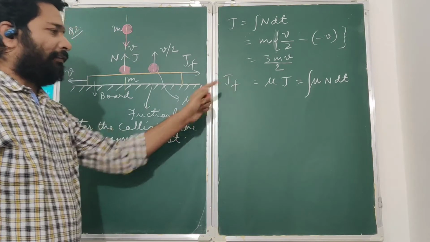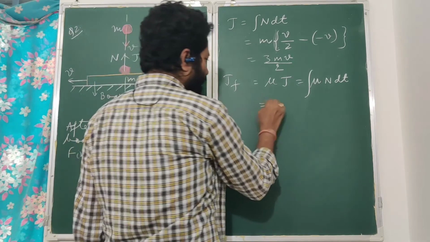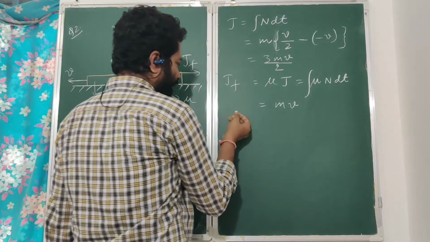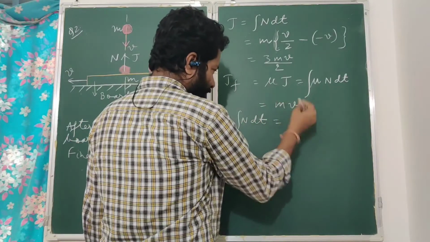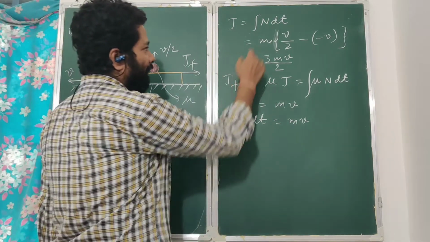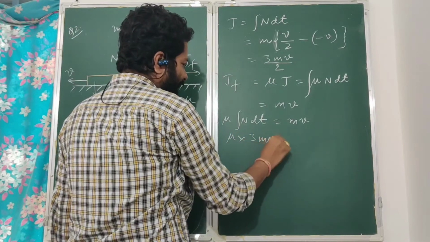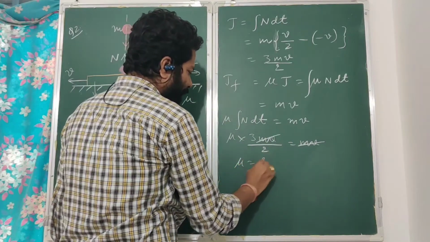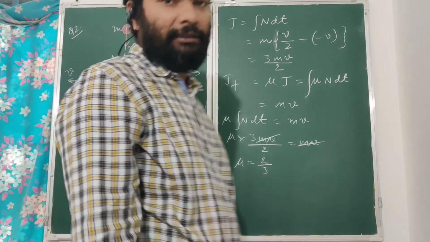Now what will this impulse do? It will bring change in the momentum of this board. What will be the change in momentum? mv minus 0. So magnitude wise it will be mv. So we can write mu into integral of n dt. Mu is constant, and then this is equal to mv. And also this integral n dt is equal to 3mv by 2. So we can write mu into 3mv by 2, and that is equal to mv. mv and mv will get cancelled. So what is the value of mu? It is 2 by 3. So the coefficient of friction is 2 by 3.